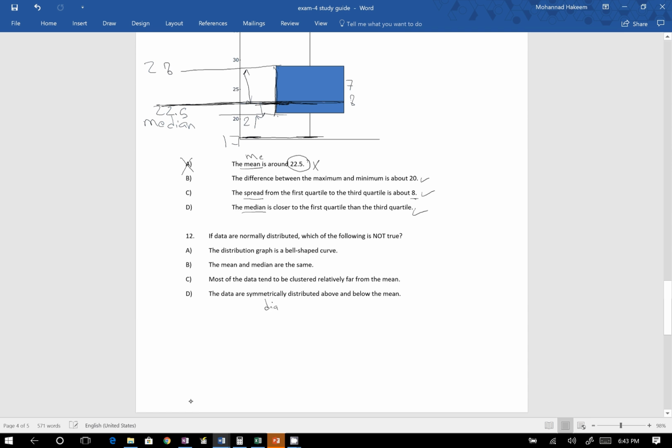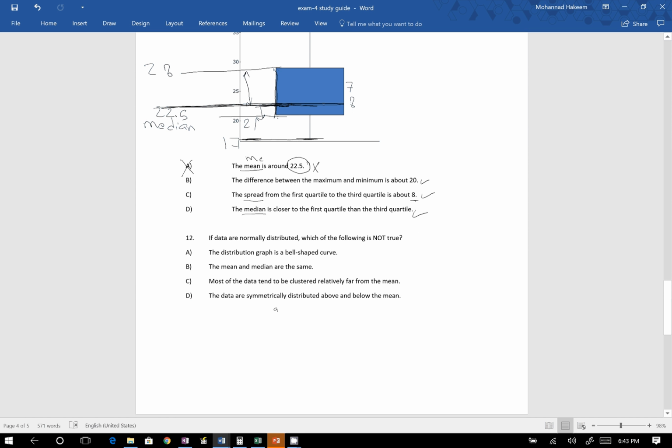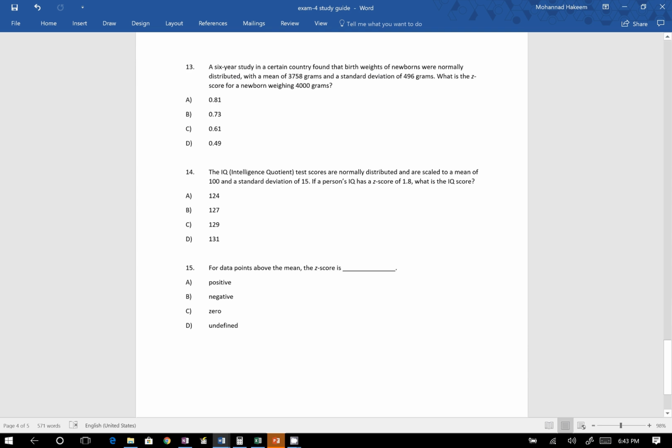Moving on. If the data are normally distributed, which of the following is not true? It's going to be bell-shaped, that's true. Mean and median are the same, that's true. Most of the data tend to be clustered relatively far from the mean, that's not true, because usually in a normal distribution, the data will be close to the mean. Okay, moving on, almost done.